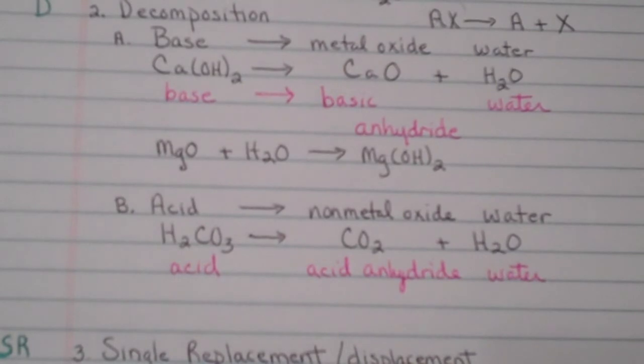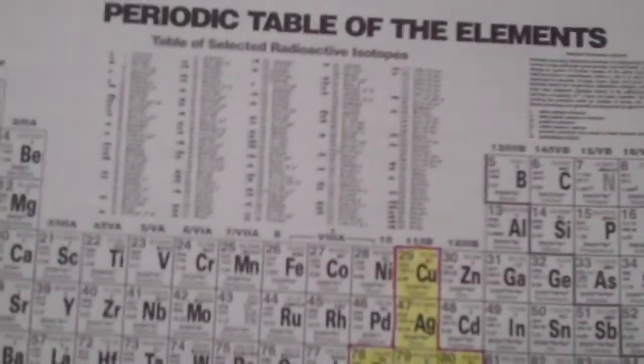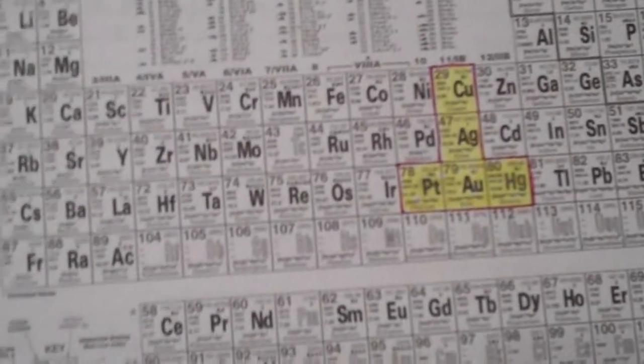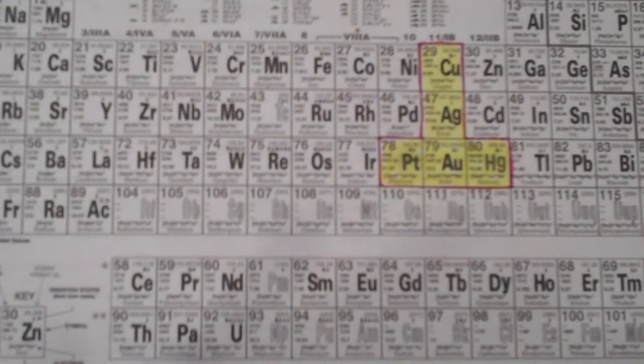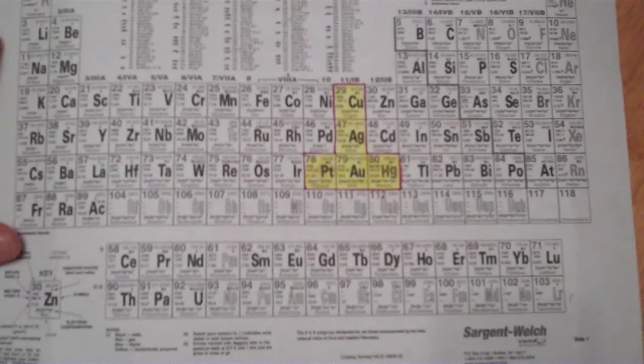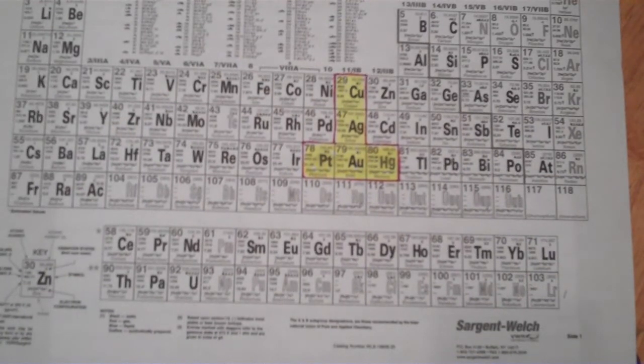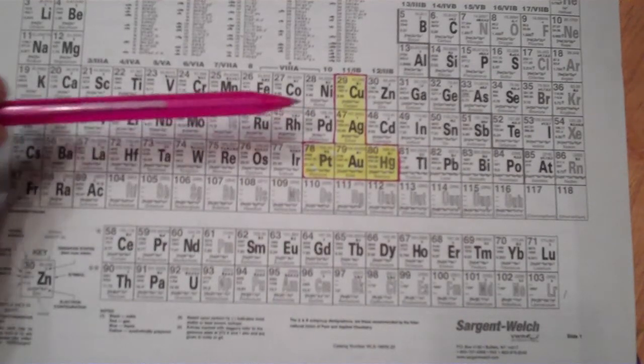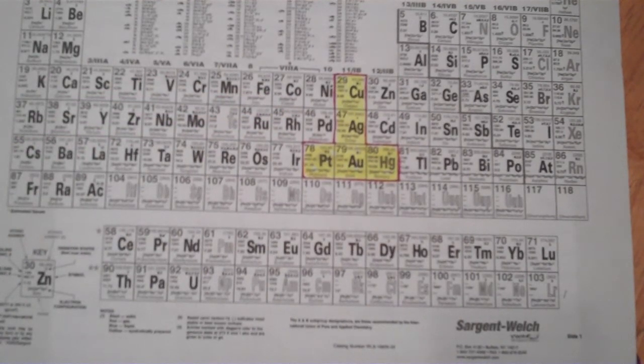Now, all this becomes very important when we start to look at a periodic table. Because if we are looking at metal oxides, we're looking at elements that are on the left-hand side of the staircase. These are our metals, and this is where we find our good bases. Sodium hydroxide, lithium hydroxide, potassium hydroxide are good bases. And as we move towards the right, those bases are not as strong.